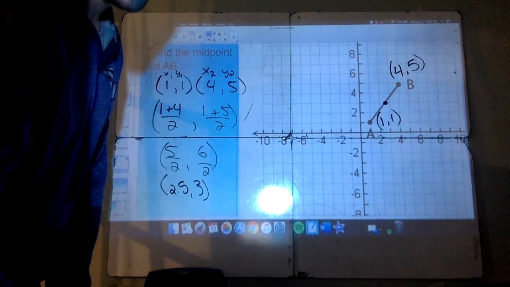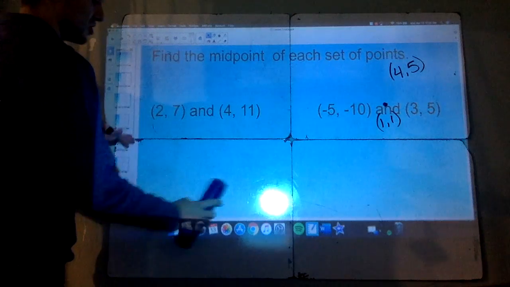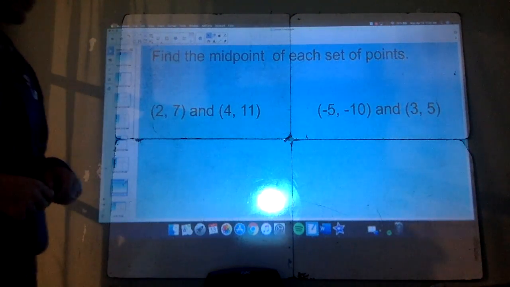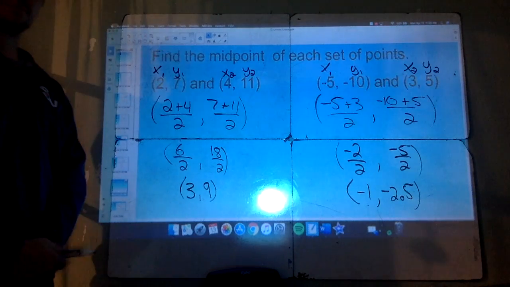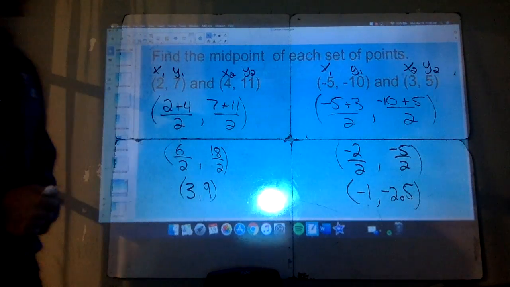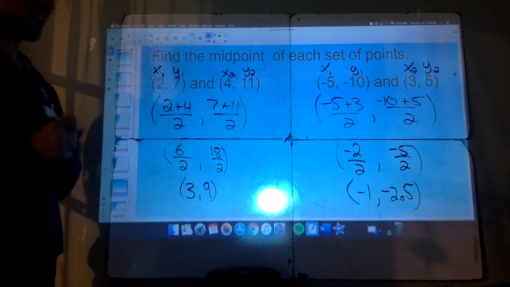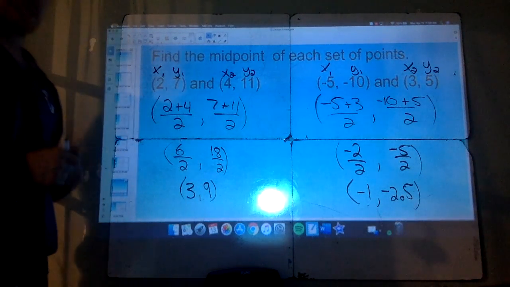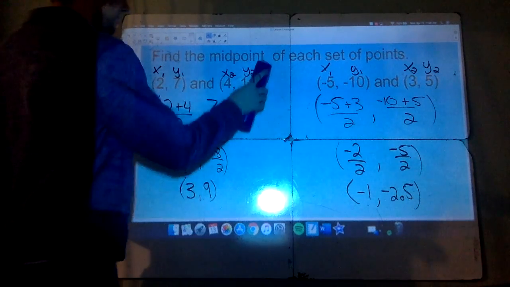So let's move on. I want you to try to find the midpoint of each set of points. So pause the video and try to find these two midpoints, and then unpause when you're ready to check with me. All right, here's my two answers. I got (3, 9) and (-1, -2.5). So check your answers, and if you made a mistake, try to find that mistake. It's usually with negatives and positives and adding those together. But if you got those same two answers, you're ready to move on.